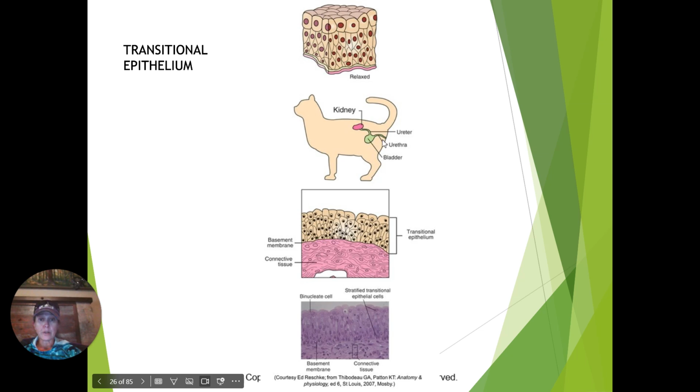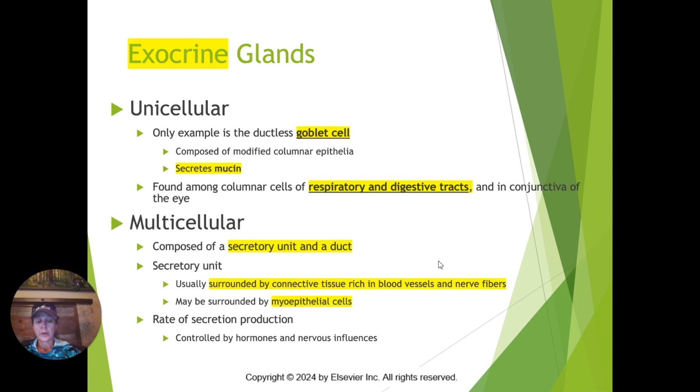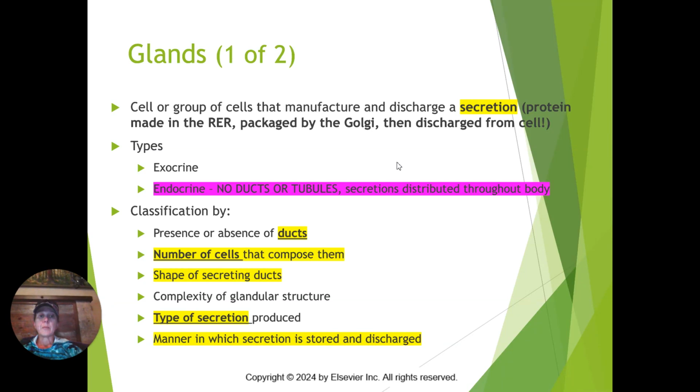Again, lower urinary tract is where we find this transitional epithelium. So the surface cells are more squamous in shape. The underlying cells are more cuboidal in shape. Now, moving on to glands, which are collections, essentially, of our epithelial tissue. Glands are groups of cells that manufacture and discharge secretions. And remember from our chapters 3 and 4, secretions are an active process, and they are proteins that are made in the rough ER, packaged by the Golgi, and then discharged from the cell.